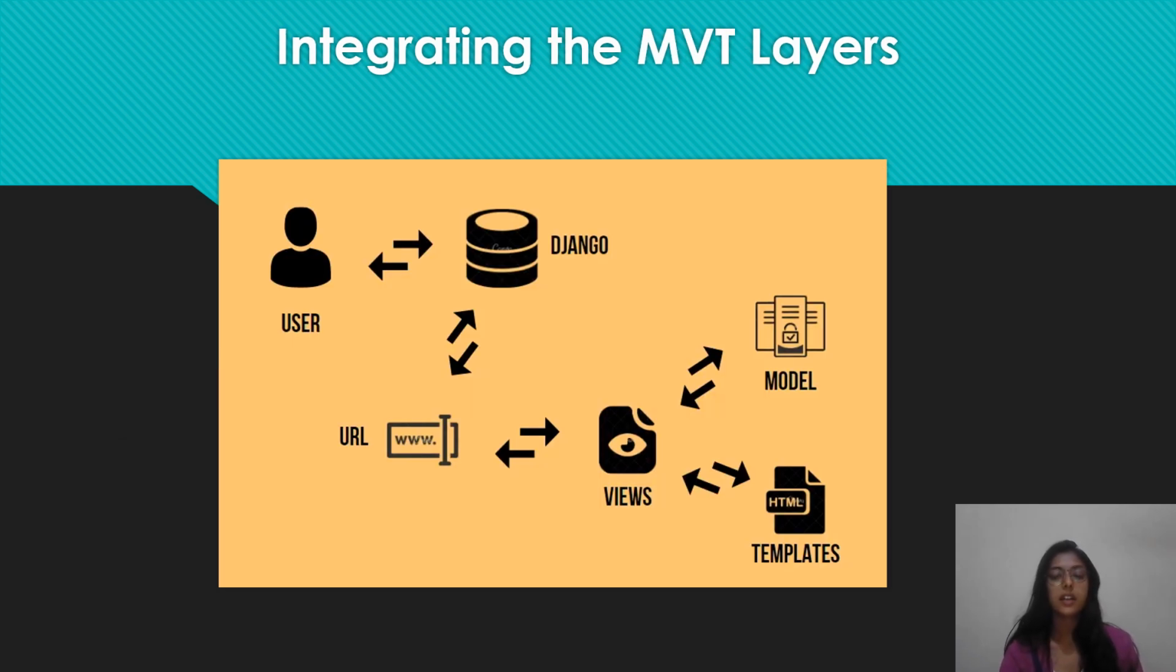This is the integration of the MVT layers. As you can see, the user will send the URL request to the Django framework, and the Django framework will try to find the resource URL that the user has requested from the views. And if it finds the respective resource URL from the views, it will find the corresponding template or model that needs to be rendered to show to the user.